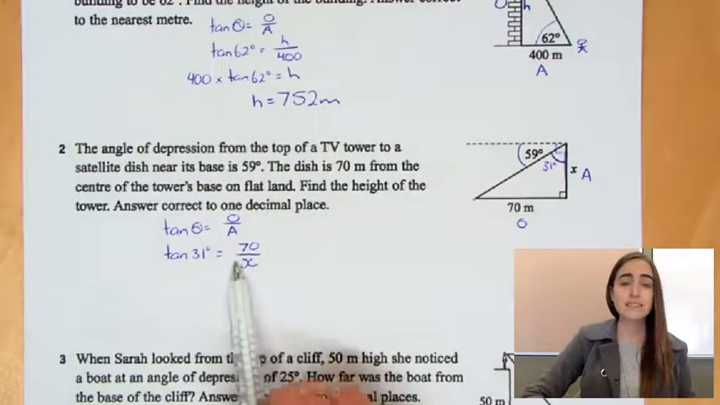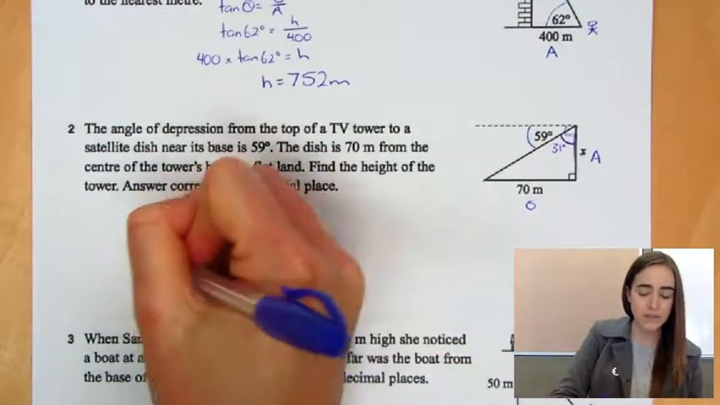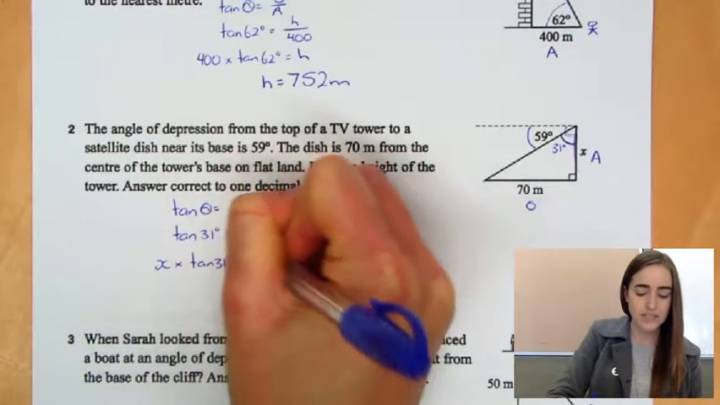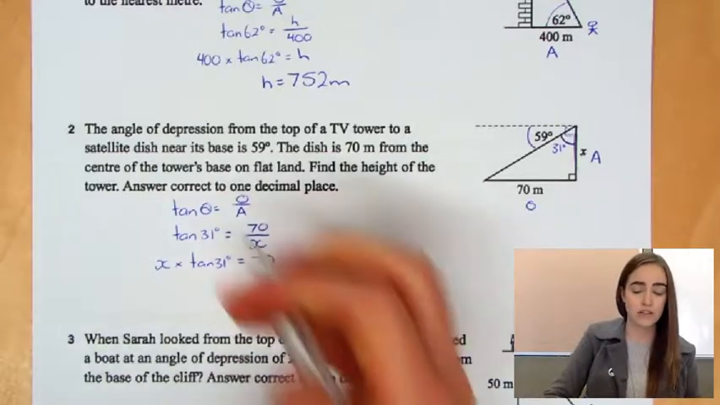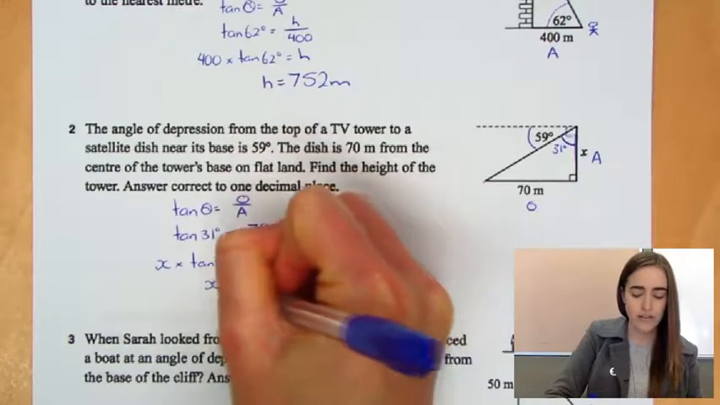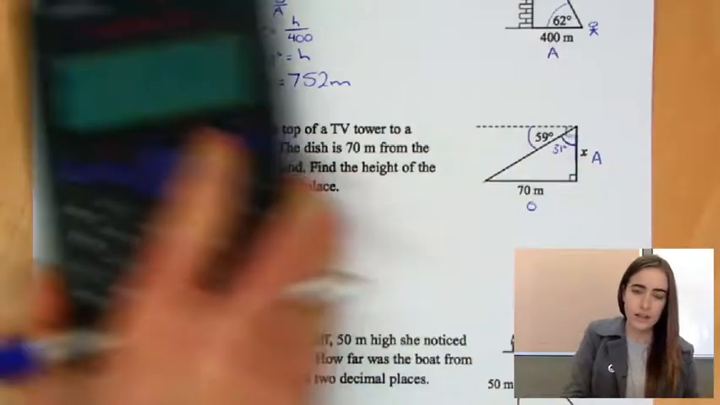So this time that X is in the denominator. So we're going to have to multiply both sides by X. So X times tan 31 degrees equals 70. And then to get the X on its own, we're going to divide by tan 31. So X equals 70 over tan 31 degrees. And put that in our calculator.